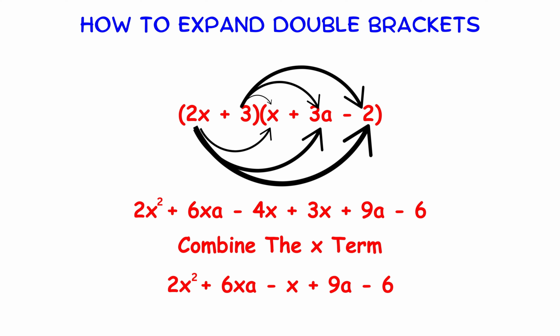So to expand this one, you want to draw your arrows from the 2x to the x, the 3a, and the minus 2 because you need to multiply it by all of the terms in the second bracket, and you do the same thing for the 3. So put arrows to the x, the 3a, and the minus 2. Then we just have to do all of these multiplications to get 2x squared plus 6xa minus 4x plus 3x plus 9a minus 6. And if we combine the x terms, then it would be 2x squared plus 6xa minus x plus 9a minus 6.